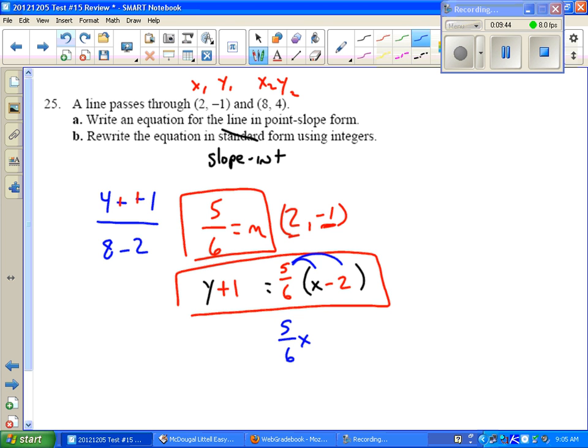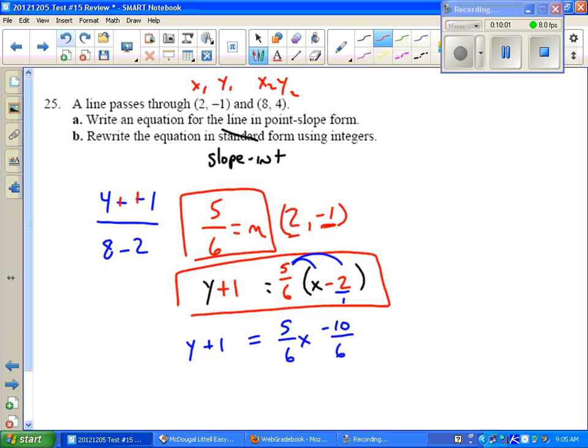And then 5 times negative 2. If you multiply straight across, because everything's considered over 1, 5 times negative 2 will be minus 10, and 6 times 1 will be 6. So we still have y plus 1 on the left. Easiest way to get rid of divide by 6 is to multiply everything by 6.